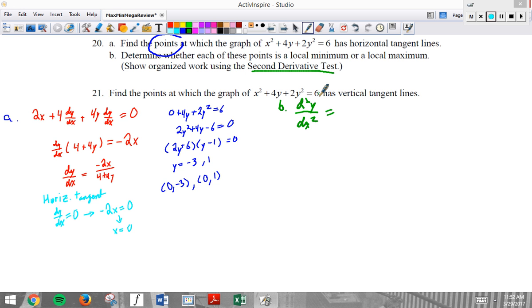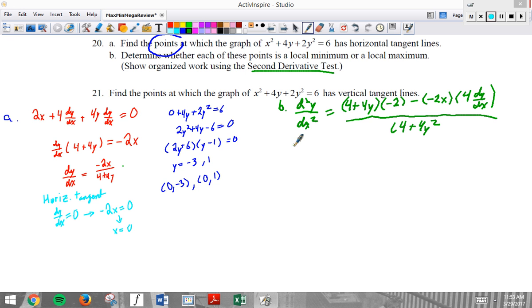And to do that, I'm doing the quotient rule over here. Low d high, minus the high function times the derivative of the low. Derivative of 4 plus 4y would just be 4 dy/dx. You need both of those things. You need the 4 and the dy/dx. All over low squared.